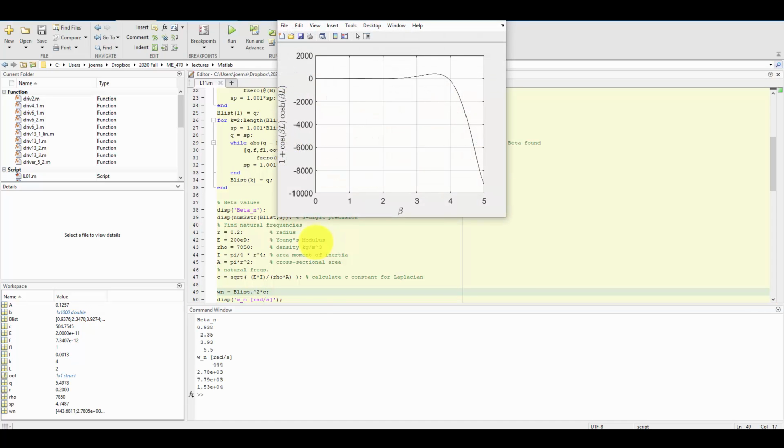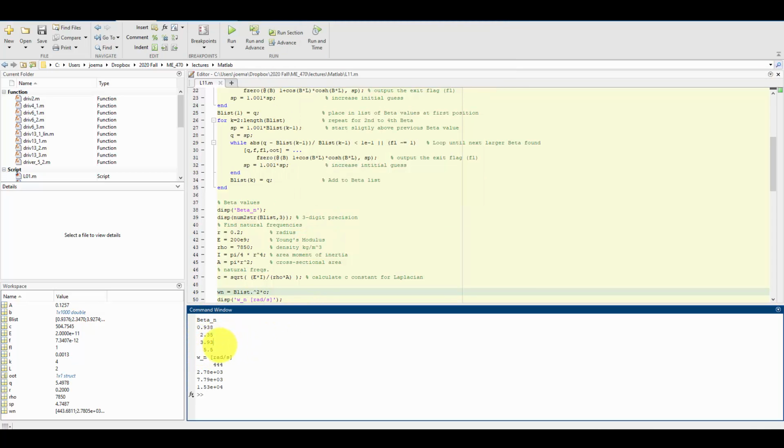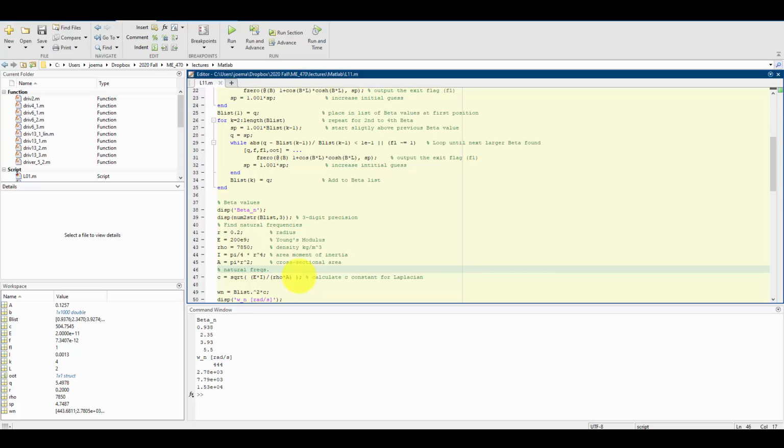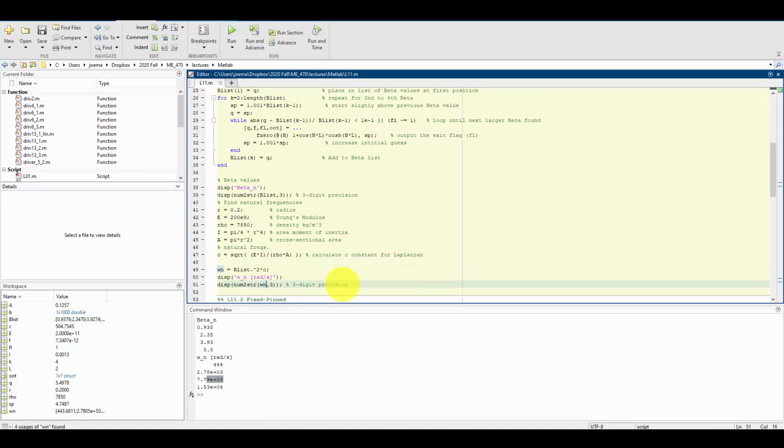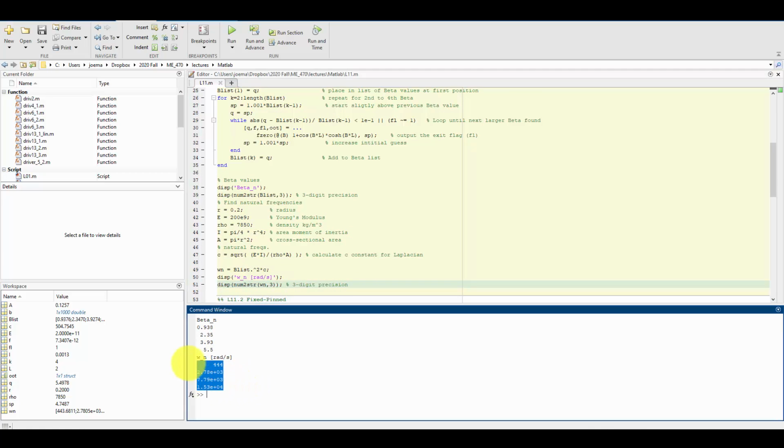All right, so I have them printed out here. First 4 betas, and now the first 4 natural frequencies. So 444 radians per second is the lowest, all the way up to about 15,300 radians per second is the 4th natural frequency. So I have, in a little bit of a complex process, found the beta values that force the determinant of that A matrix to be equal to 0, which was my goal. And then I can take those betas, convert them to natural frequencies, and these are, I'm only printing out 3 digits of precision here, the first 4 natural frequencies for the beam.